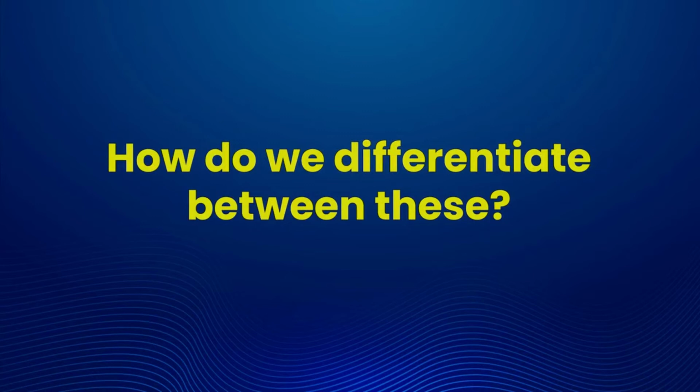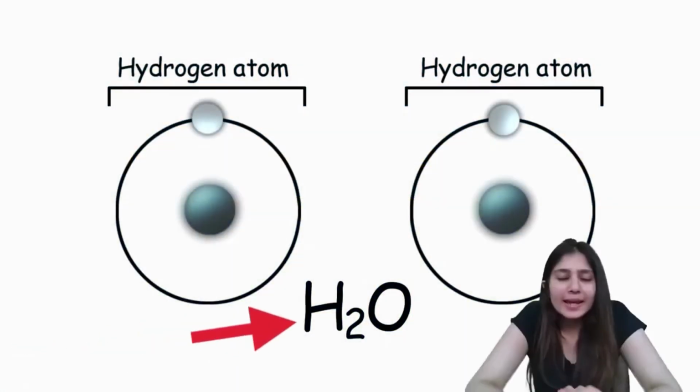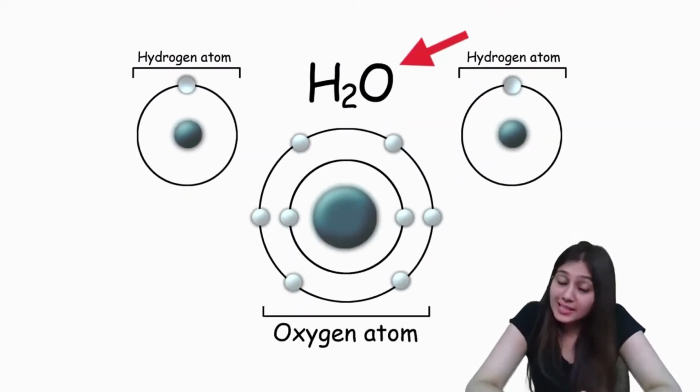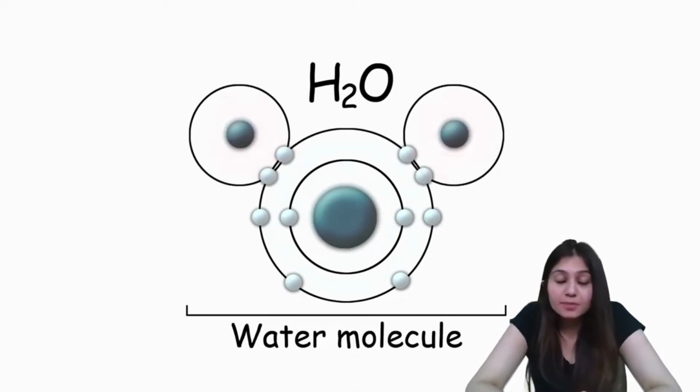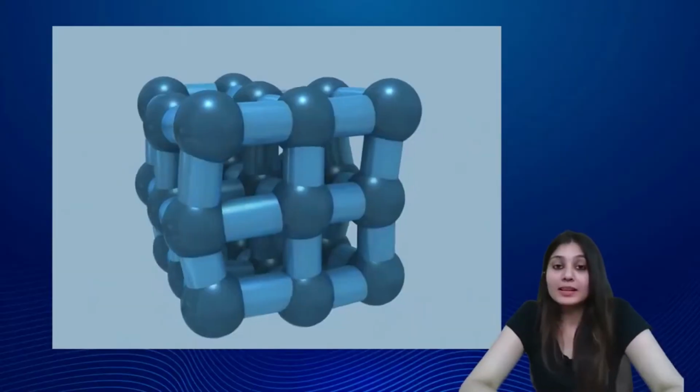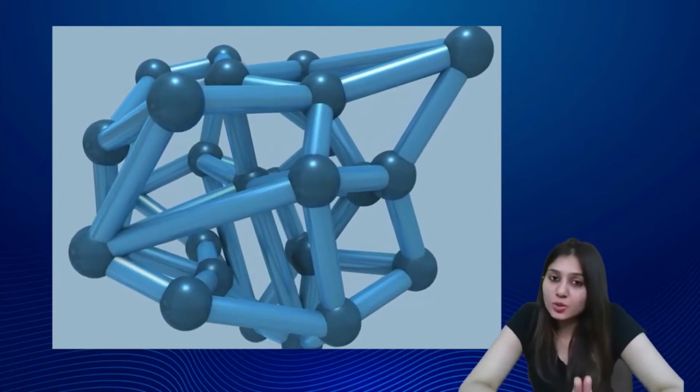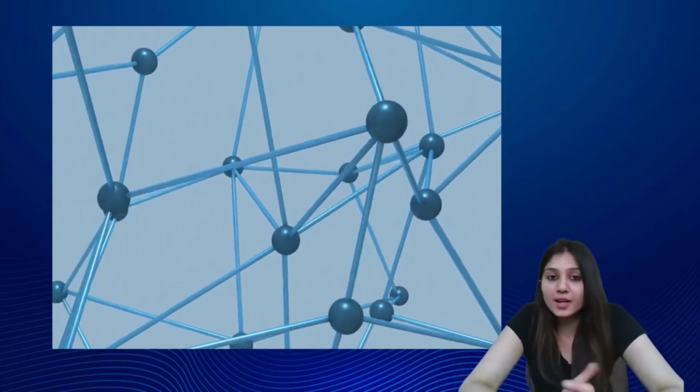Now the question is, how do we differentiate between these three different states of matter? Well, any matter which you see around you is made up of its constituent particles. These constituent particles can be atoms, molecules, or ions. The answer is the arrangement. The arrangement of these constituent particles is the main differentiating factor.